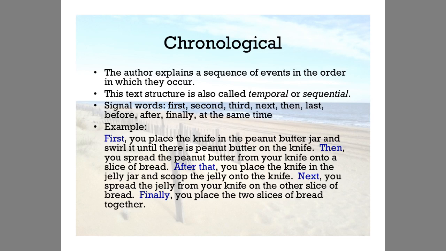In my example here on this slide, this is just a made-up paragraph about how to make a peanut butter and jelly sandwich. But as you can see, I've highlighted all of the signal words in blue, and those signal words would help you identify, okay, this is giving me a step-by-step account. This is a chronological step, or a chronological order of events.